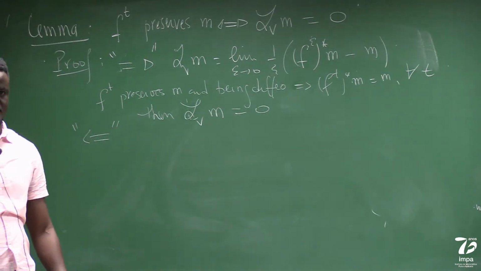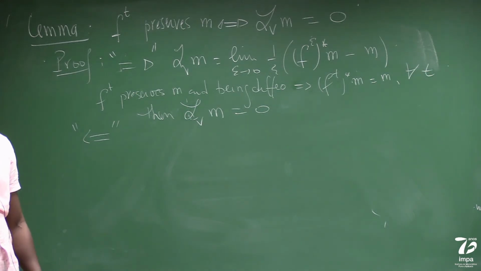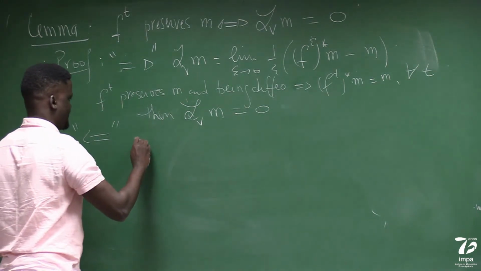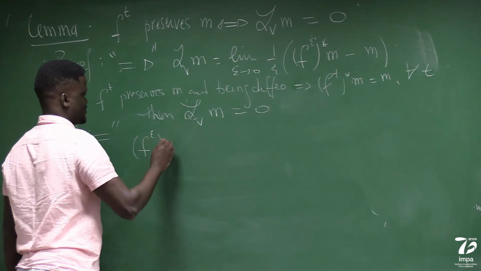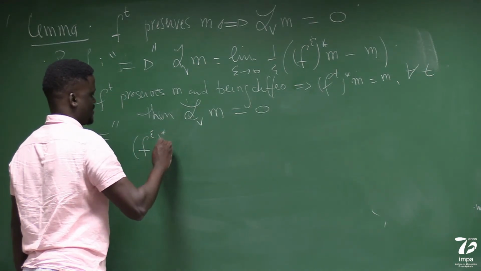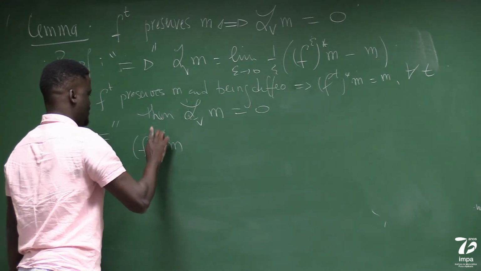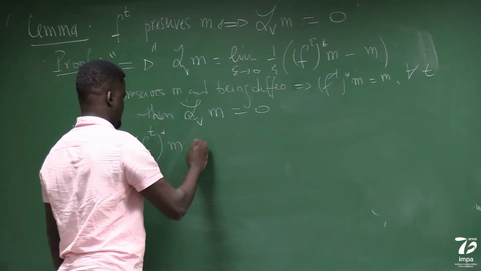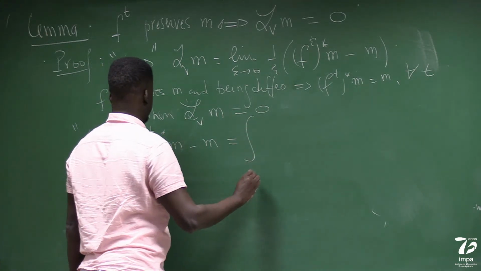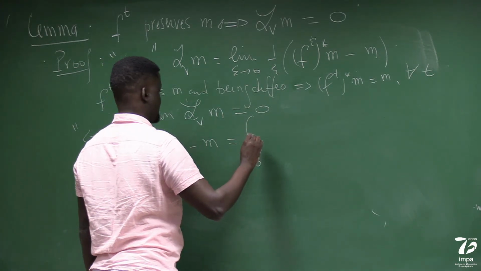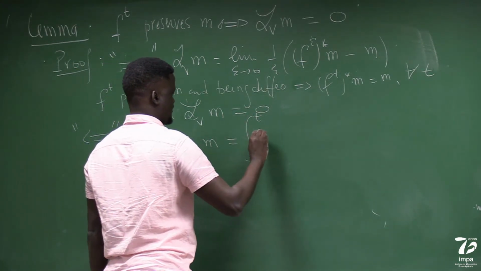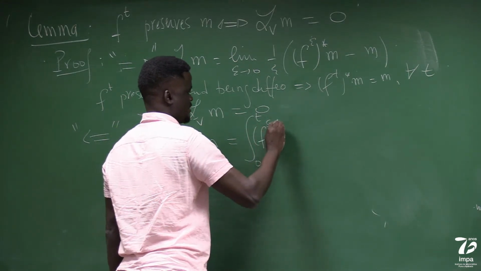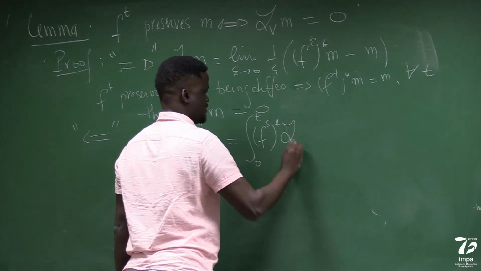The other direction is just using a type of fundamental theorem of calculus. You can write F_t star M minus M as the integral from 0 to t of F_s star of L_V M.